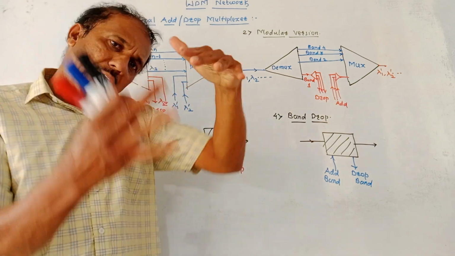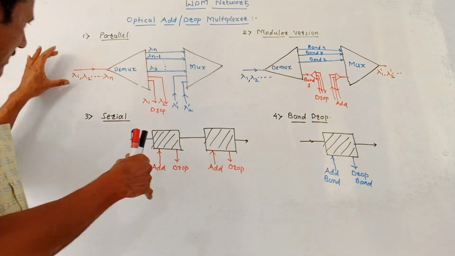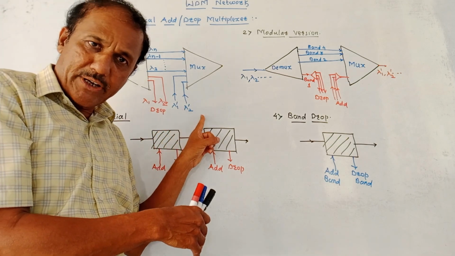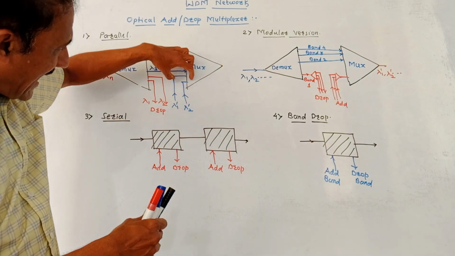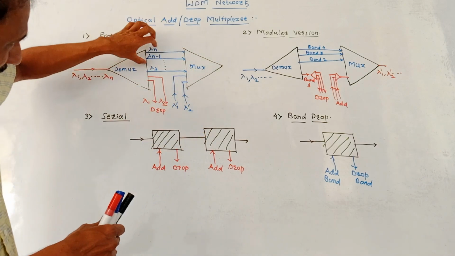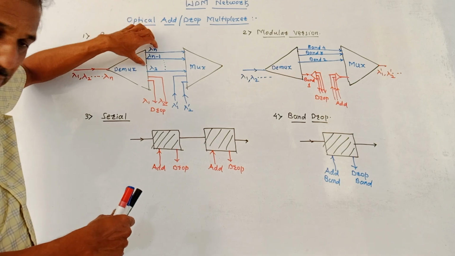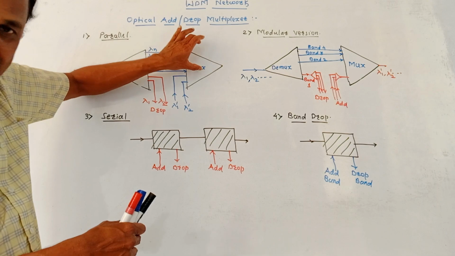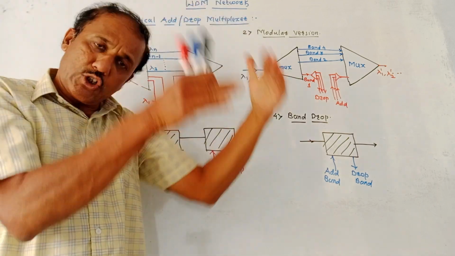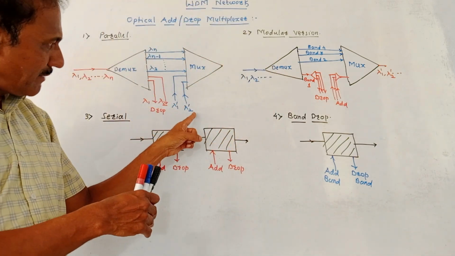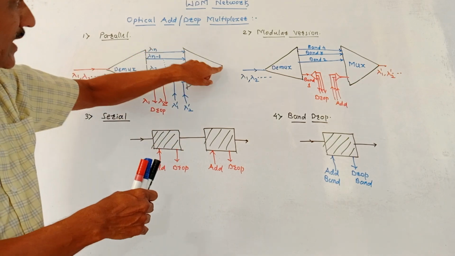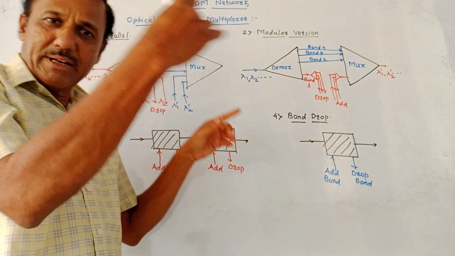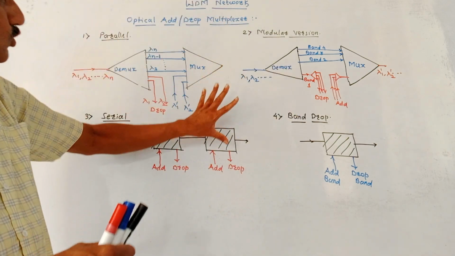Then if it is required to add some new wavelengths which are not part of the incoming wavelengths, let us say those wavelengths are lambda 1 dash and lambda 2 dash, then again these wavelengths are added by using the multiplexers. That means at the output of the demux, two wavelengths are dropped, lambda 1 and lambda 2, and the remaining wavelengths are passed. Then you want to add two new wavelengths, lambda 1 dash and lambda 2 dash. So one multiplexer is shown. At the output of the multiplexer, you will be getting lambda 1 dash, lambda 2 dash, then lambda 3, lambda 4 up to lambda n, and so on.